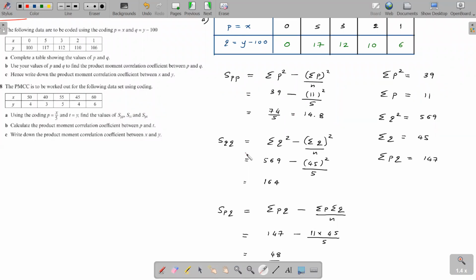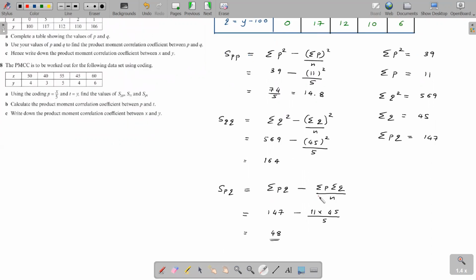SQQ is sigma q square minus sigma q whole thing square over n. Just substitute the values here directly, and you can get the SQQ answer as 164. And then SPQ is sigma PQ minus sigma P into sigma Q over n. Sigma PQ is 147 minus sigma P, which is 11, into sigma Q, which is 45, over n, which is 5. So the answer is equal to 48.